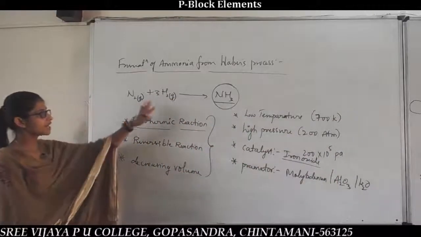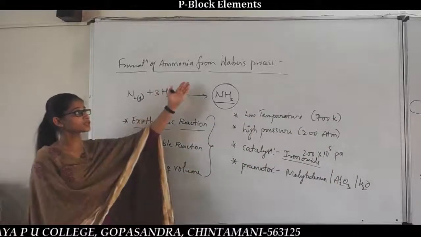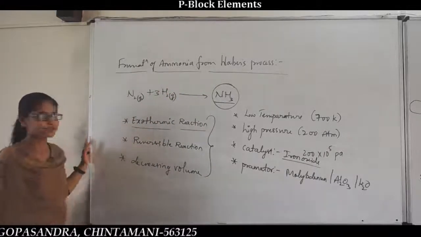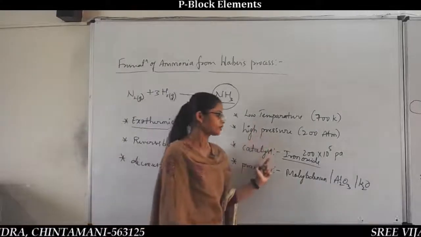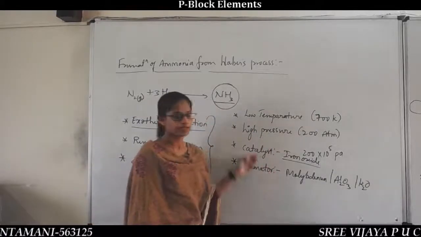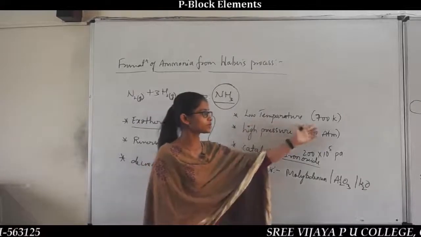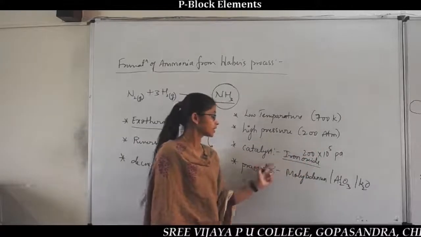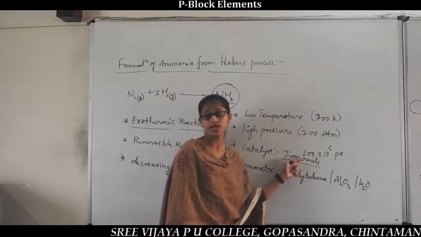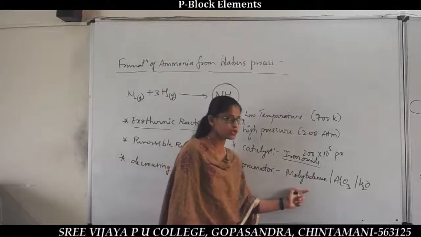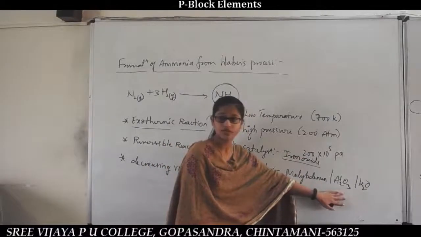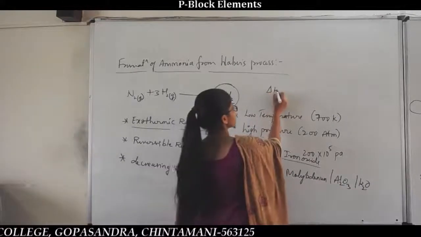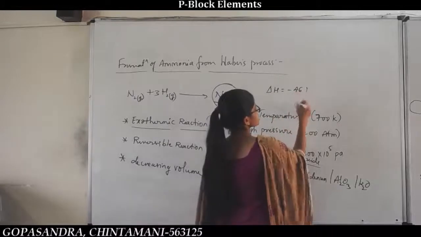In this reaction, the formation of ammonia, called the Haber process, certain reaction conditions are maintained: temperature and pressure, and we use the catalyst and the promoter. The reaction takes place at a low temperature of 700 Kelvin and a pressure of 200 atmosphere. The catalyst is iron oxide, and the promoter is molybdenum, or aluminum trioxide and K2O. For this exothermic reaction, the delta H value is minus 46.1 kilojoule per mole.